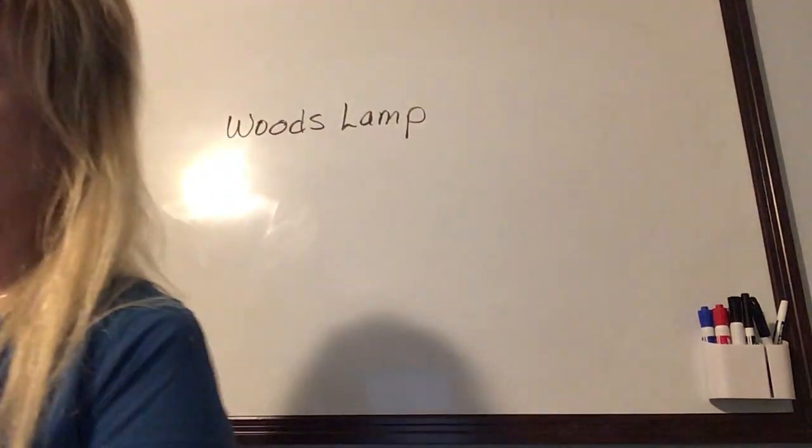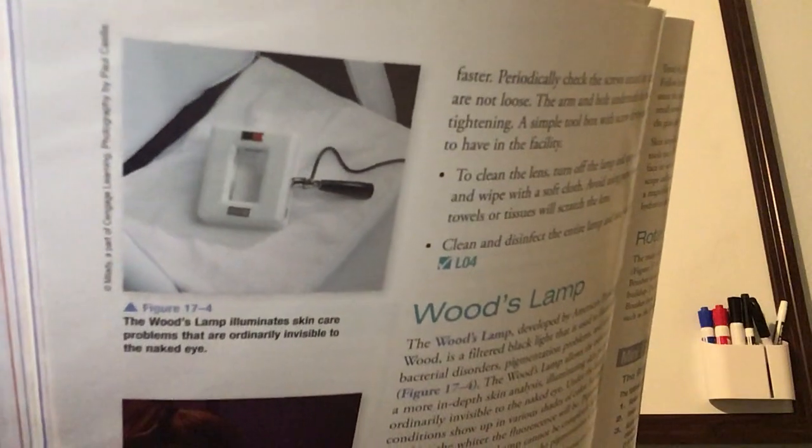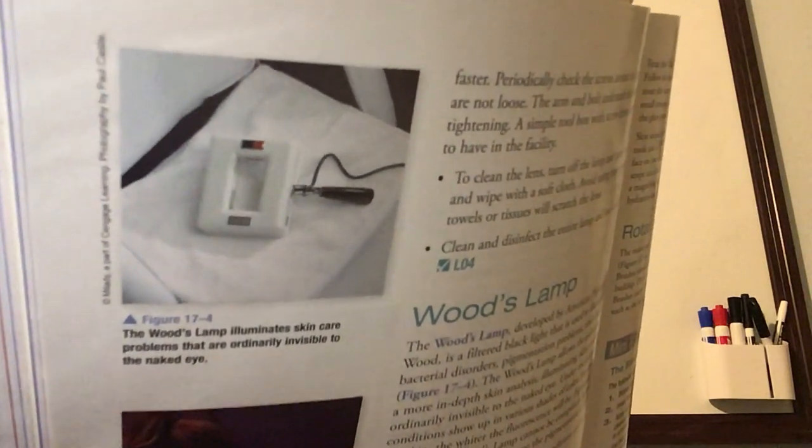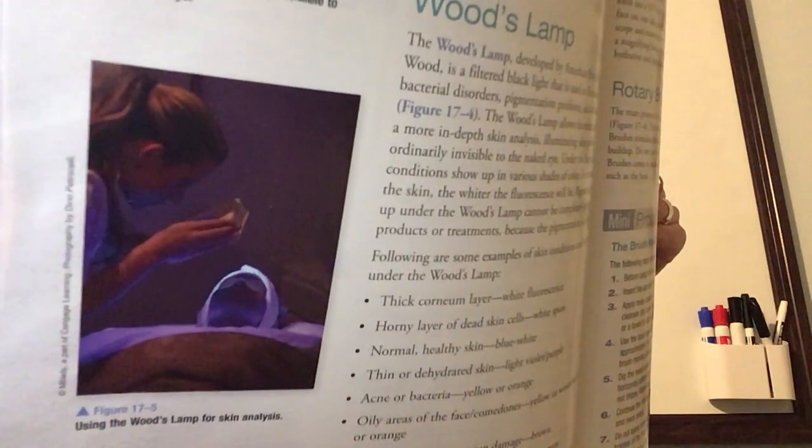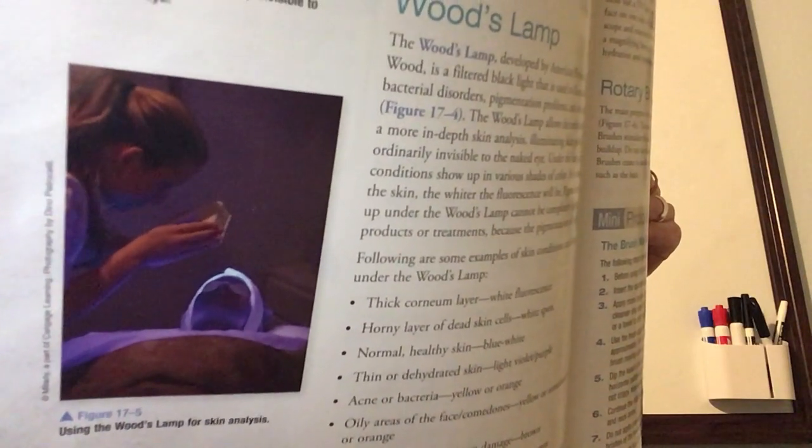It's a filtered black light, and we use it to illuminate fungi, bacterial disorders, pigmentation problems, and other skin problems. So I have a picture here in my book. I'm going to show you. Let me grab it. Here is a Woods lamp in the top corner. It's a little handheld device with a magnifying mirror. And then here you can see an esthetician using the Woods lamp. The room's totally dark, and notice the purple color that fluoresces from it.